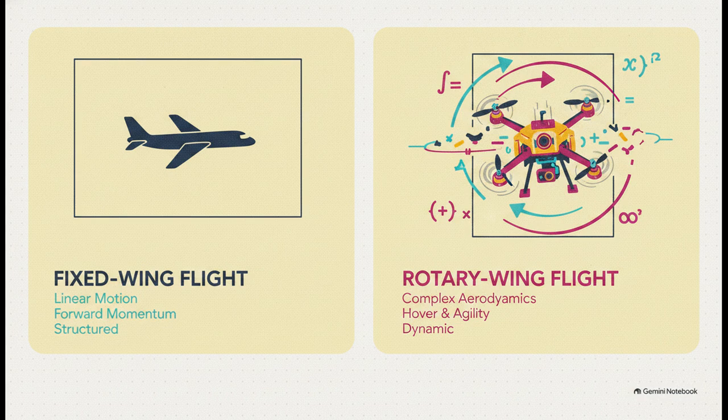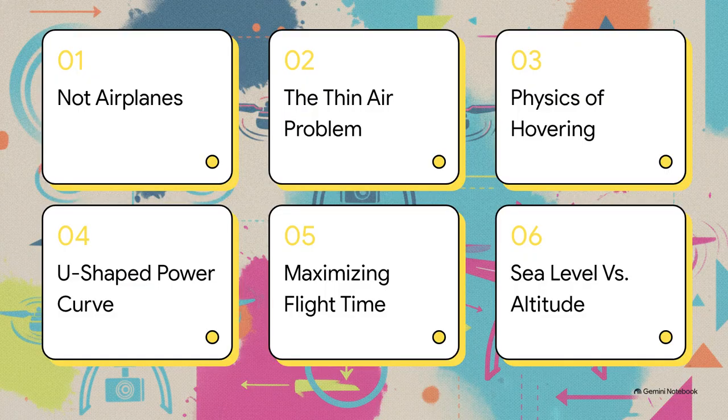Going into this, it's super easy to assume that if you understand how an airplane flies, you automatically understand drones. But our sources highlight that moving to rotary wing systems requires a total paradigm shift. Drones are constrained by what's called disk loading and the incredibly intense nonlinear power requirements of hovering. It's a completely different aerodynamic beast. Okay, let's dive into this.